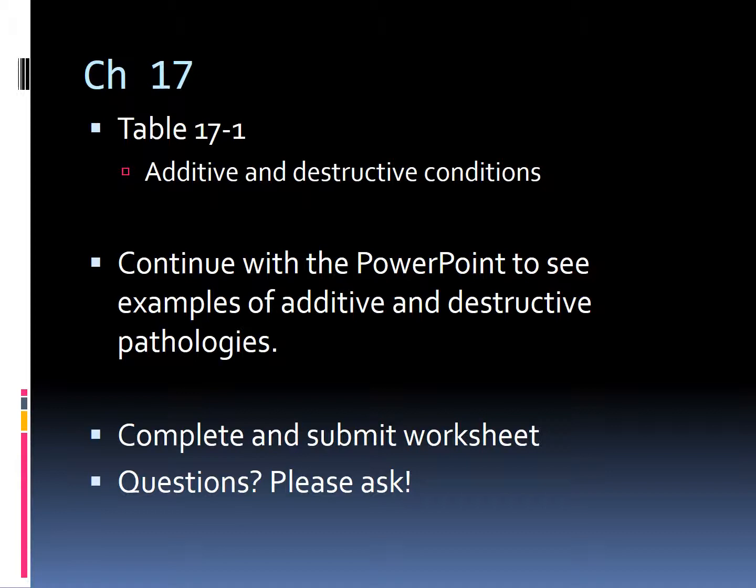And there's also a worksheet that goes with that, so please complete that and submit the worksheet. And then contact me if you have any questions.